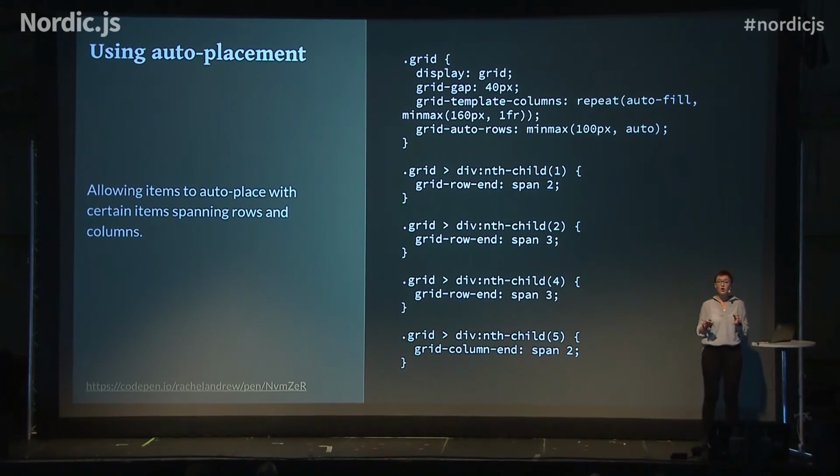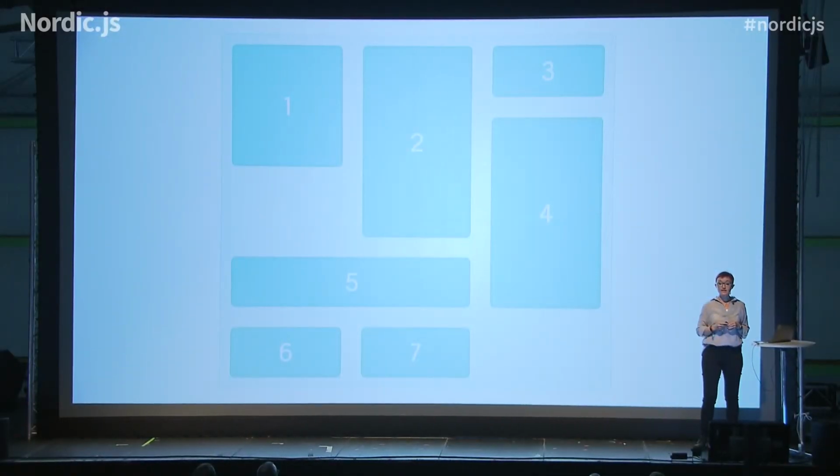So I can say, well, all landscape images, please span 2 tracks, and portrait ones just span 1. And grid will just lay that stuff out. We'll get something like this. Grid is staying here in document order and laying the items out and trying to find space for them.